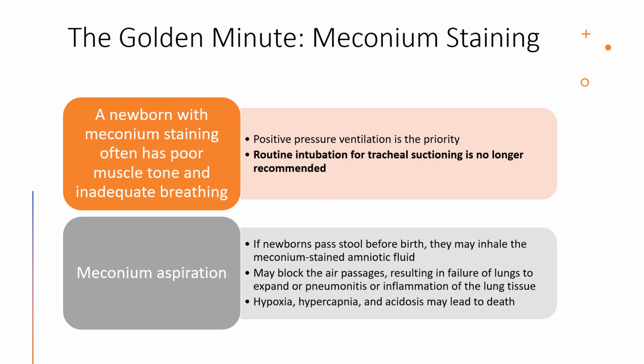So a newborn with meconium staining often has poor muscle tone and inadequate breathing. Positive pressure ventilations are the priority. Routine intubation for tracheal suction is no longer recommended. That's why I said we'd tube the kiddo, attach the meconium aspirator, and try to deep suction that out. We didn't have very much luck with it, and it just didn't work very well. So if they inhale any of that, do what we can. These kiddos don't do very well overall. They can definitely get through it, but they have a relatively high mortality rate.